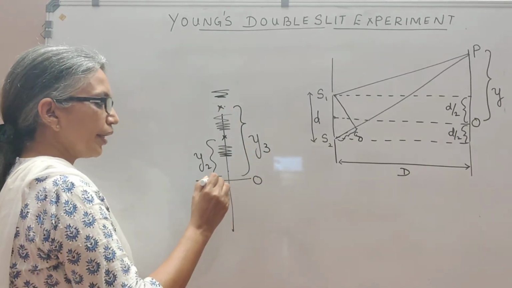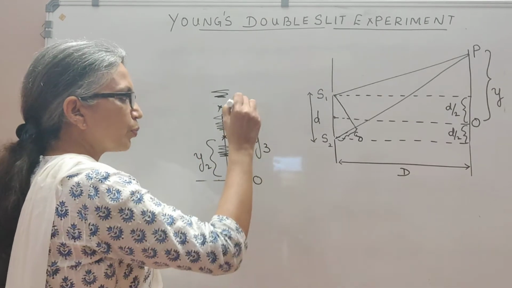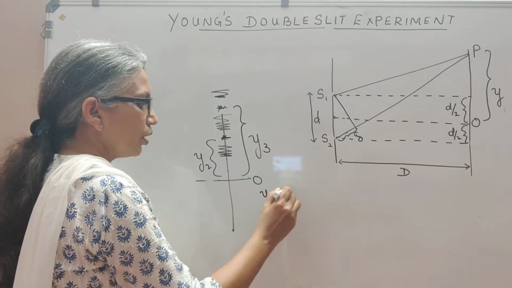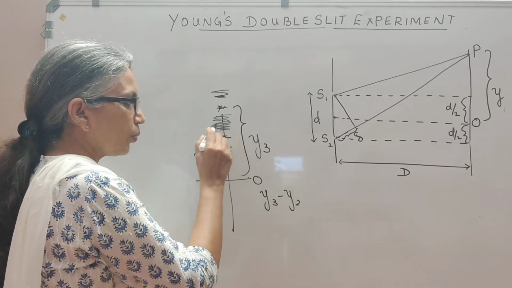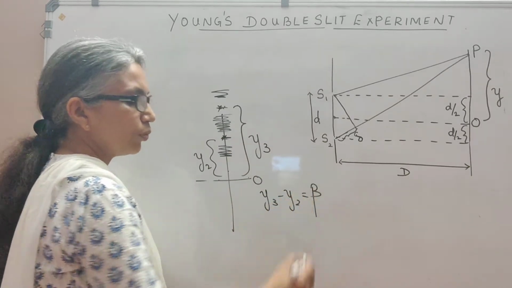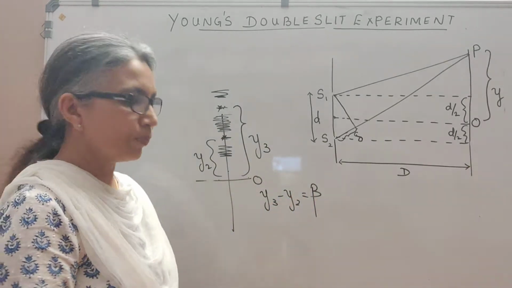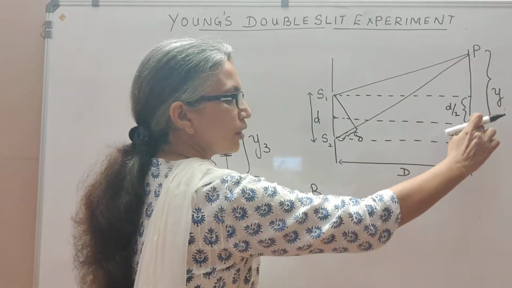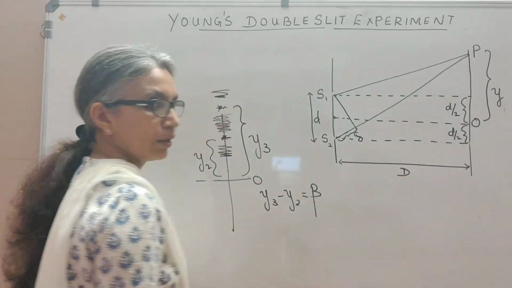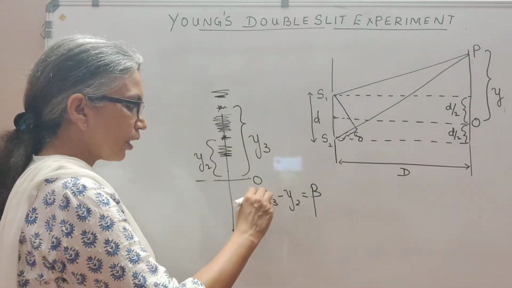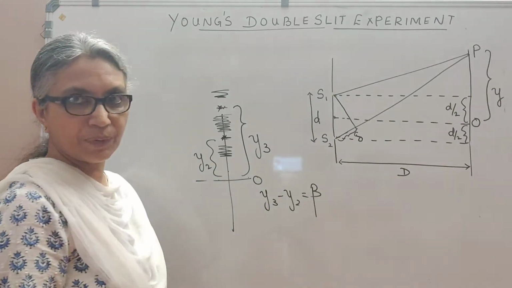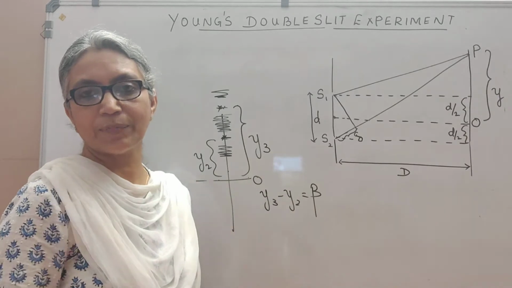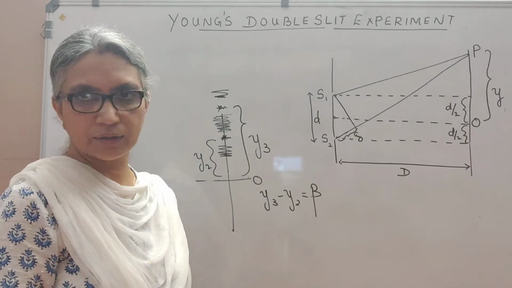If I get the expression for Y2 and the expression for Y3, I may subtract Y3 minus Y2. Between two bright bands, I will get the width of a dark band, which is going to be beta. So basically, we are going to find an expression for Y, which is the distance of a bright band from the center of the screen. Subtract two consecutive Y for bright bands, and we get the width of one dark band, because between two consecutive bright bands we will have one dark band.